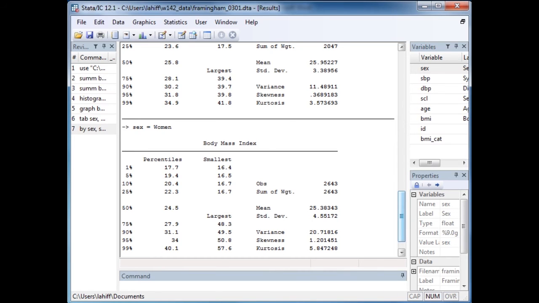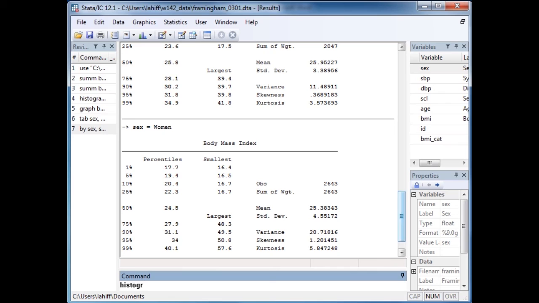You can see that the median for the women is 24.5, which is less than the median for the men at 25.8. And you can also see the quartiles for the men and the women. If we'd like to take all of this information about the median and the quartiles for the men and the median and the quartiles for the women and take a look at them visually, there's a version of both the histogram and the box plot command that we can use to take a look at these distributions.